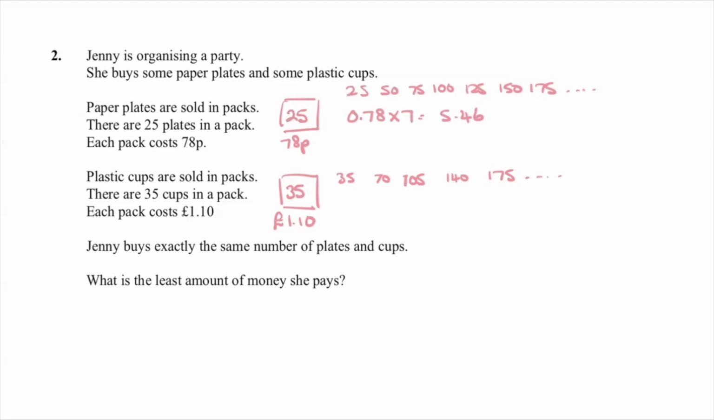Doing the same with the cups. This time timesing through by 5 because I only need 5 packs. And it's £5.50. To finish it off, we just add. So £10.96 is our final answer.